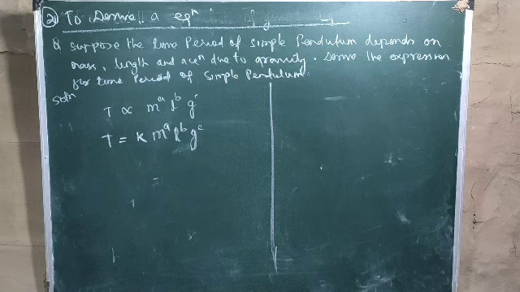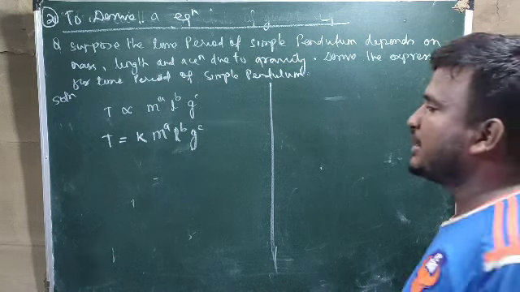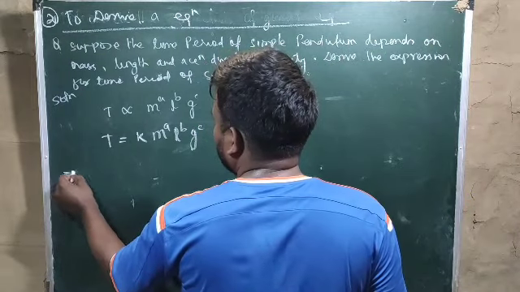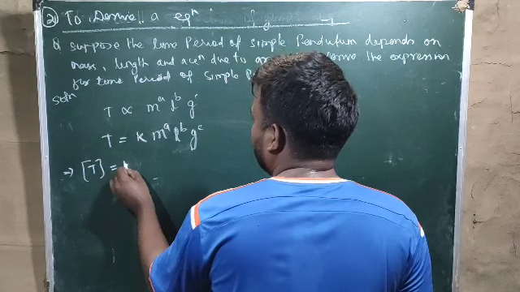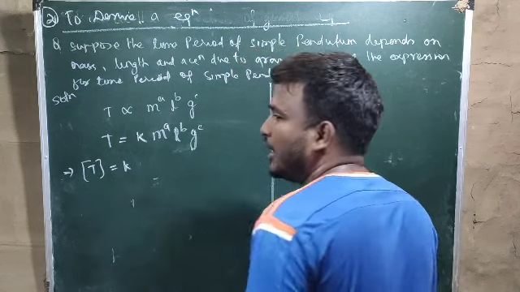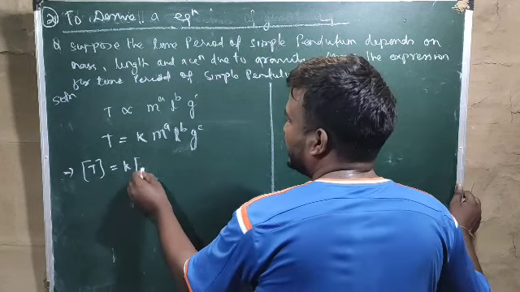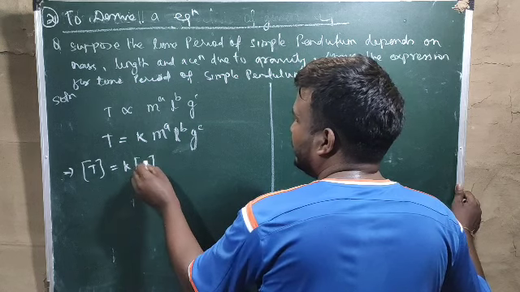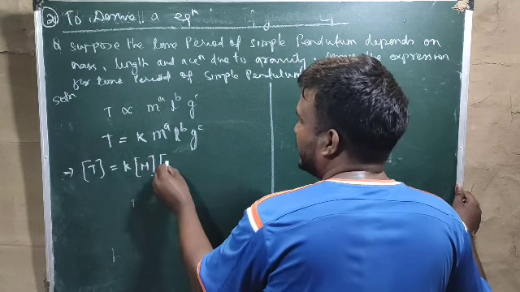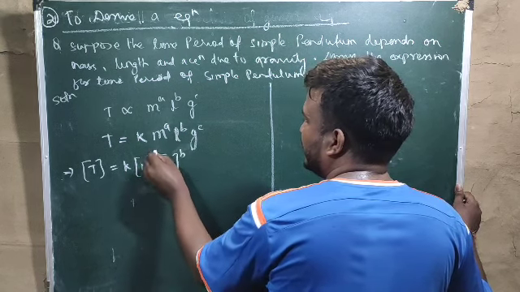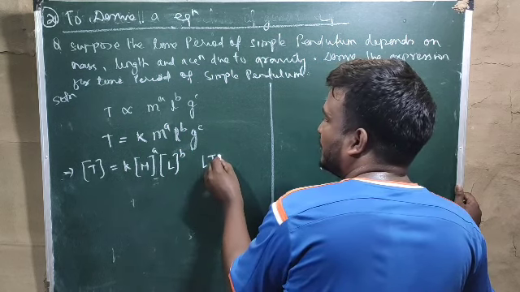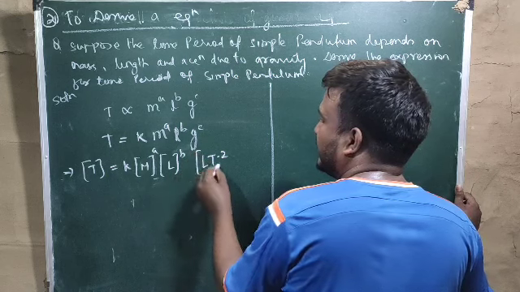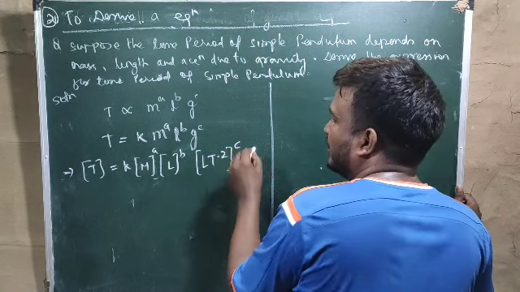Now we will put the dimensional formula of the given quantities. The dimensional formula for time period is T only. K is a dimensionless constant. The dimensional formula of mass is only M. Length is L to the power B. And acceleration due to gravity: acceleration is LT minus 2, so LT minus 2 to the power C.